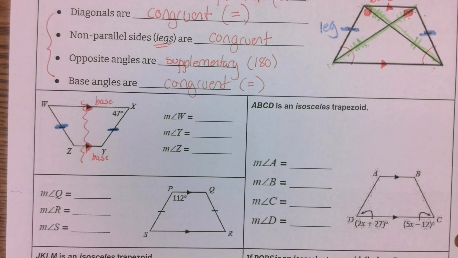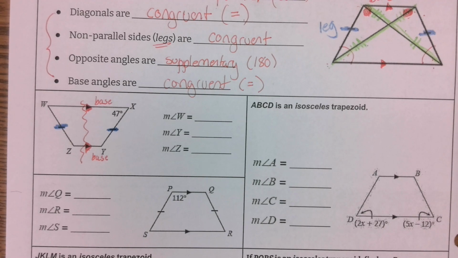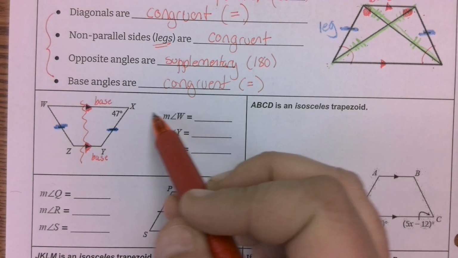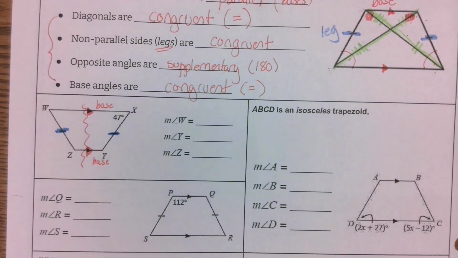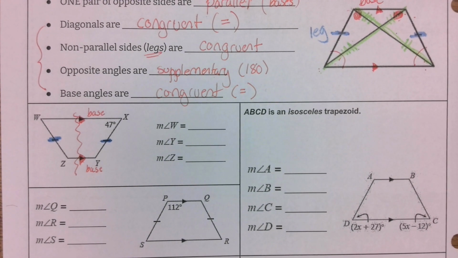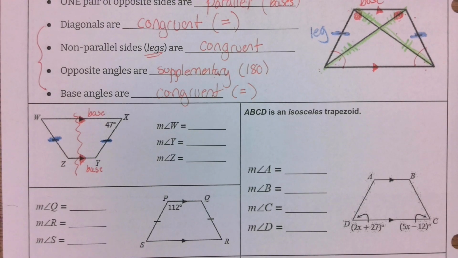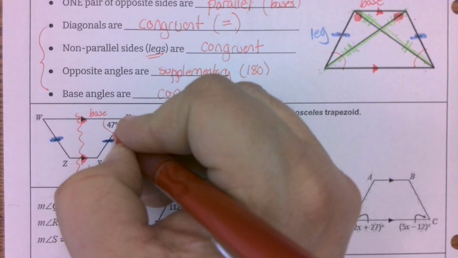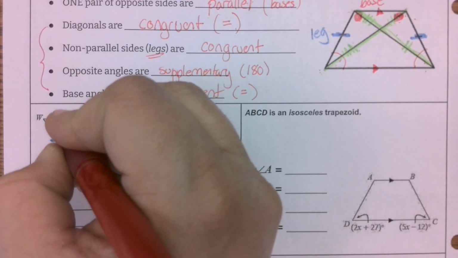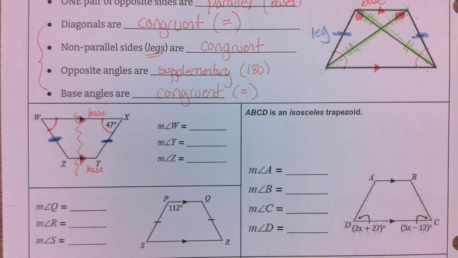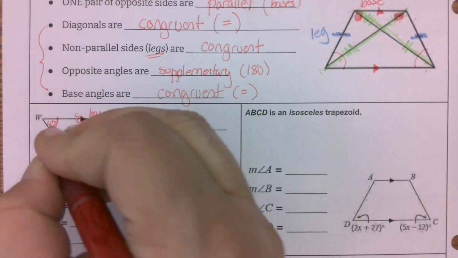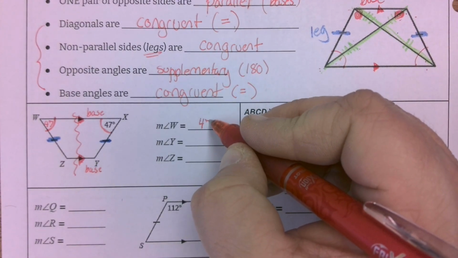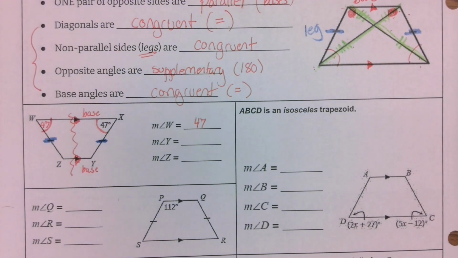So first it's asking us to find W. Where's W? Here's the measure of angle W. Now something that we know about isosceles trapezoids is that base angles are congruent. That means that this angle is going to be equal to, or congruent to, this angle. So if this angle is 47, this angle has to be 47. Now I need angle Y.